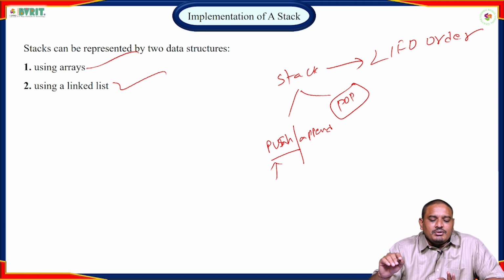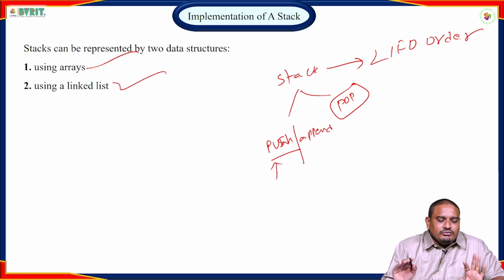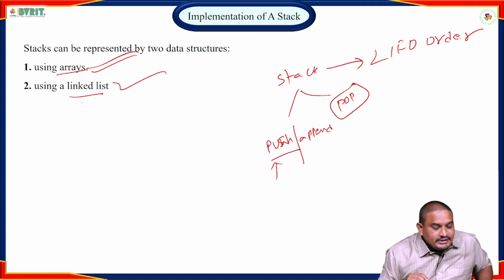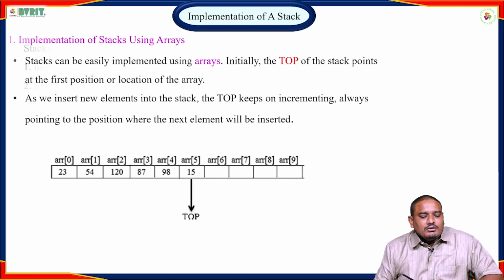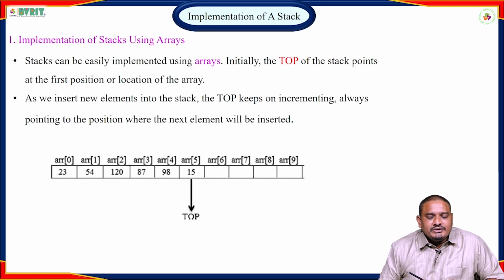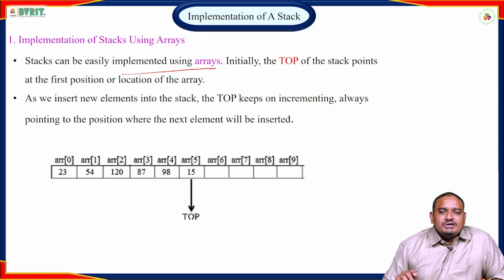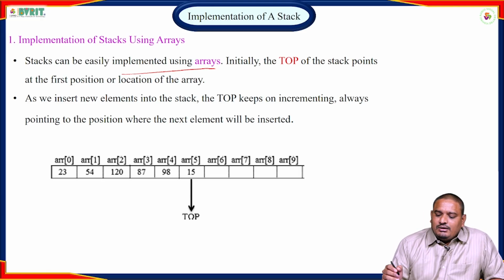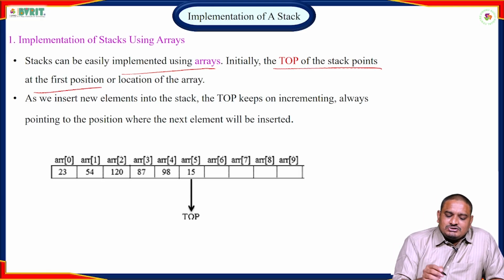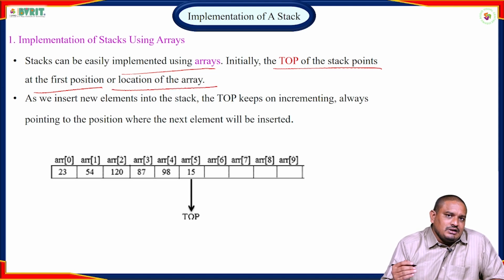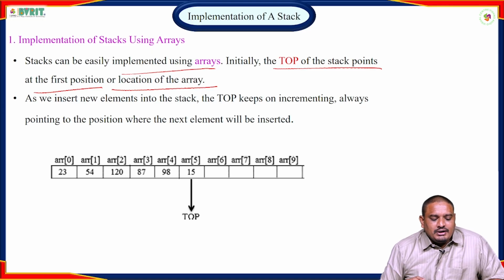The stack can be implemented in two ways. What are the two ways? Arrays and linked list. Let us study them one by one. The first one is how to implement the stack by using arrays. Here, the stack can be easily implemented using arrays. Initially, the top points at the first position of the array. Top position means the first element, next element, next element. That is the location in the array.